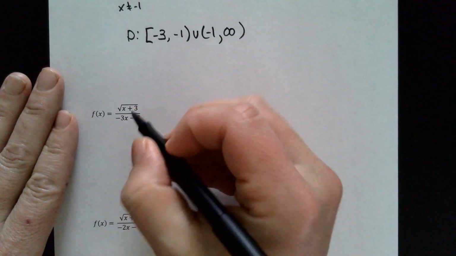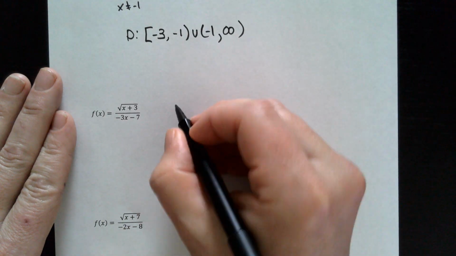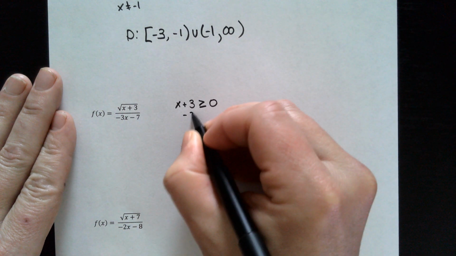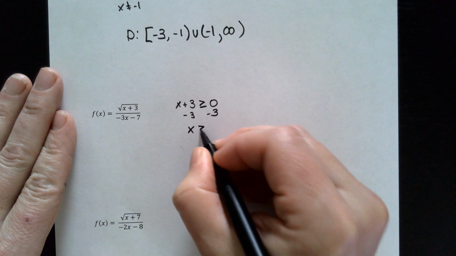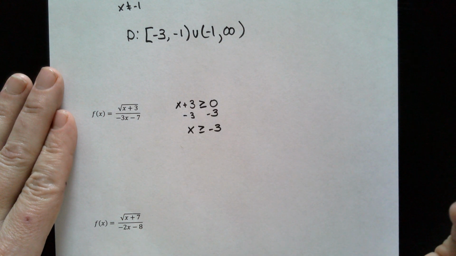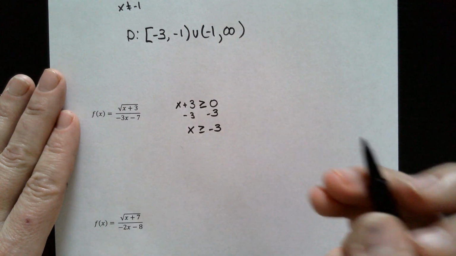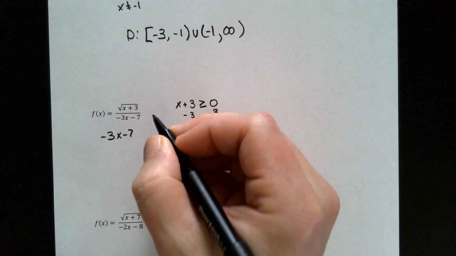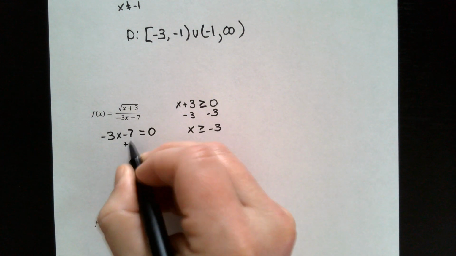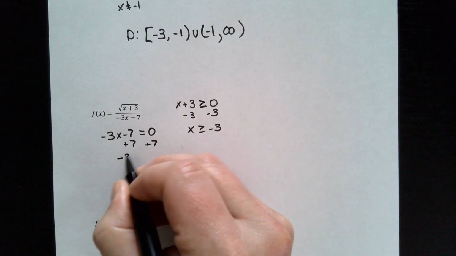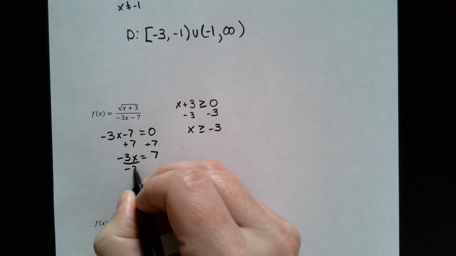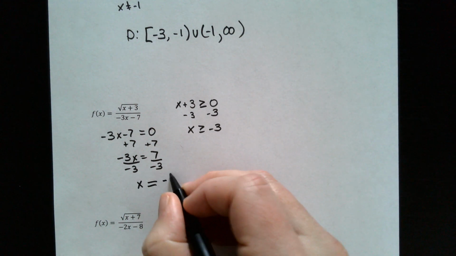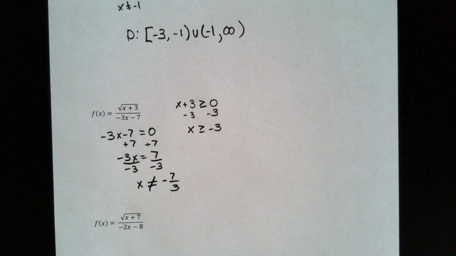Okay, let's look at this one. So again, we have a square root on top. So we say x plus 3 is greater than or equal to 0. Subtract 3, we get x is greater than or equal to -3. Okay, and then we've got this. There's no square root, so we just set -3x minus 7 equal to 0. Let's add the 7. That gives you -3x is equal to 7. Divide by -3, and you get x is equal to -7/3. That's our excluded value, so we'll throw it out.